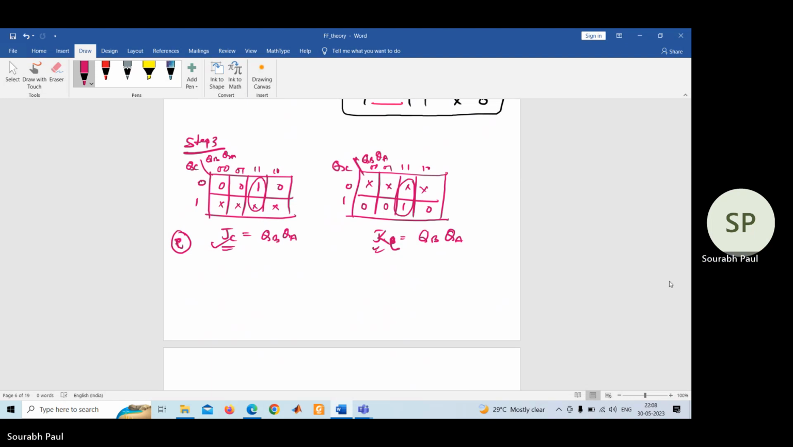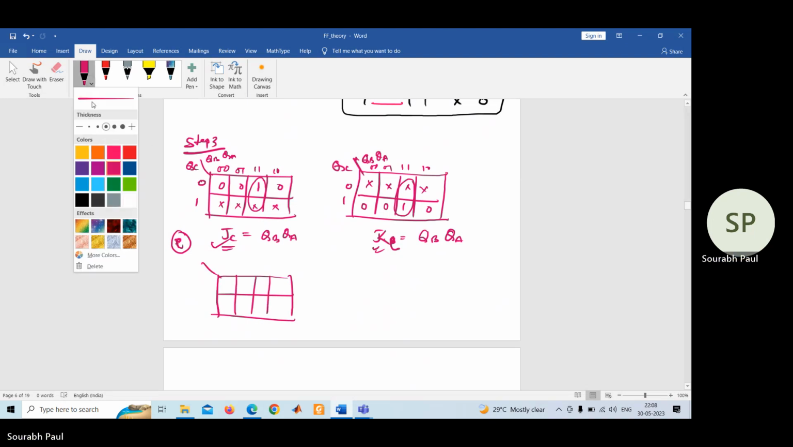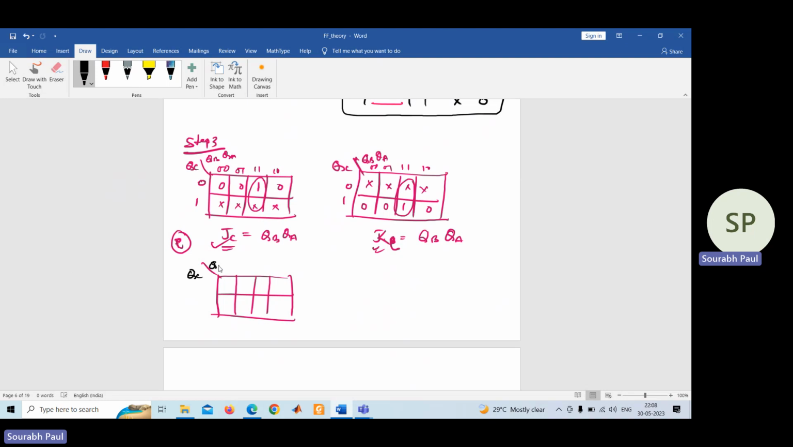Okay. Now do the same procedure for the second flip-flop inputs. So for the second one, again, your variables are QC, QB, QA. Now you need to find out JB, as well as KB. First find out JB.